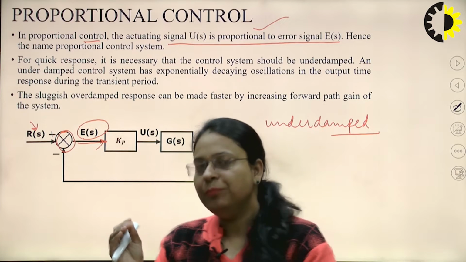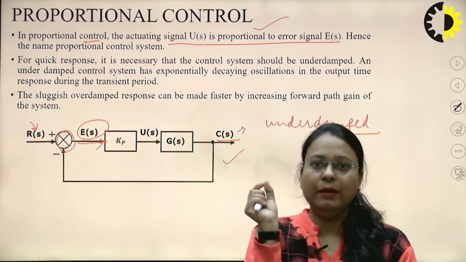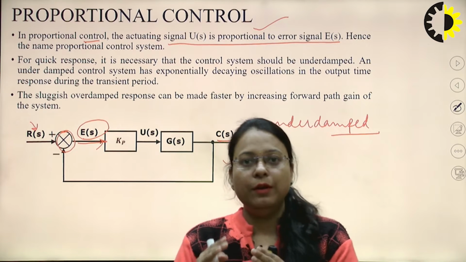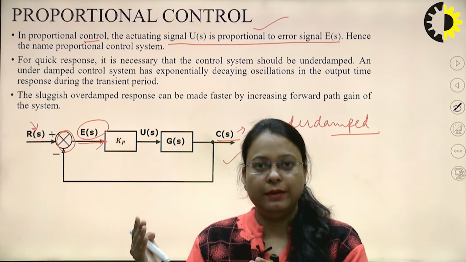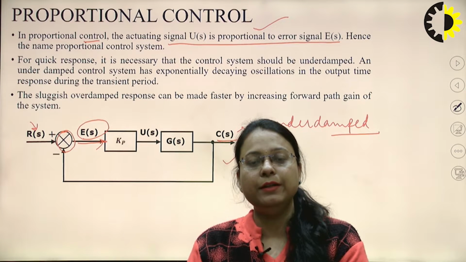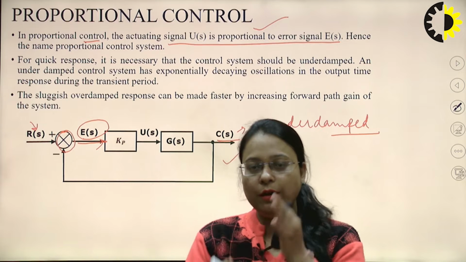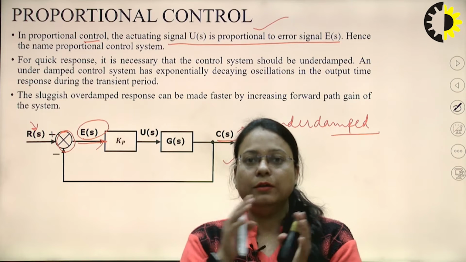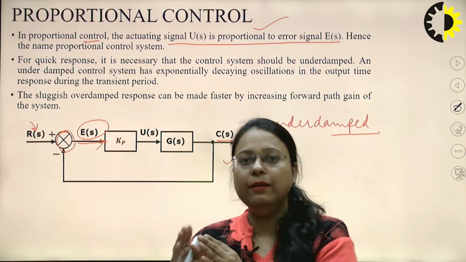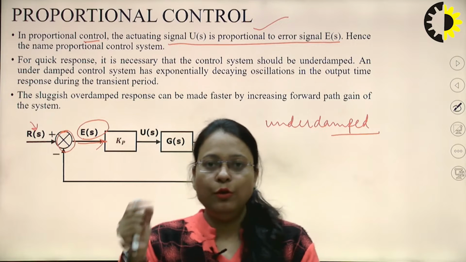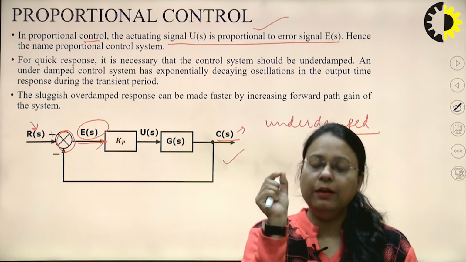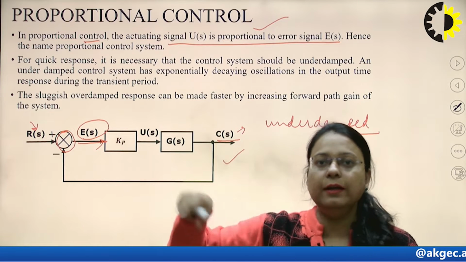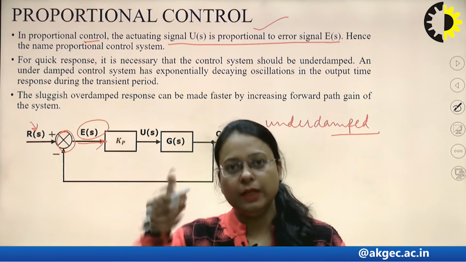But there is a problem: if we increase the forward path gain of the system, the steady state error definitely improves, but the peak overshoot increases. The steady state error will decrease, but the peak overshoot increases. So a convenient adjustment has to be made between the steady state error and the peak overshoot. We can reduce the overshoot value to an extent that our steady state error will not increase.